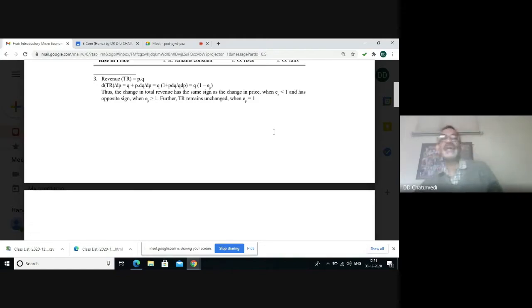We can take Q outside the bracket. Within the bracket, we find 1 plus P upon Q into dQ by dP. And this P upon Q dQ by dP is nothing but the formula for elasticity of demand. We have already studied that delta Q upon delta P multiplied by P upon Q is the elasticity of demand. Now, since for normal goods, this relationship is negative or inverse, and for total outlay method also, we consider only normal goods, so we will have a negative sign in the bracket.